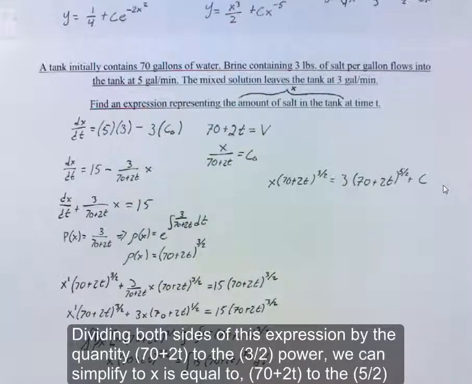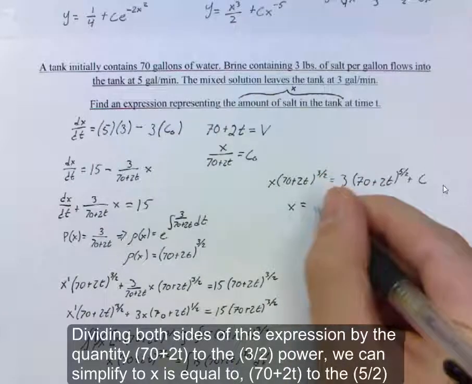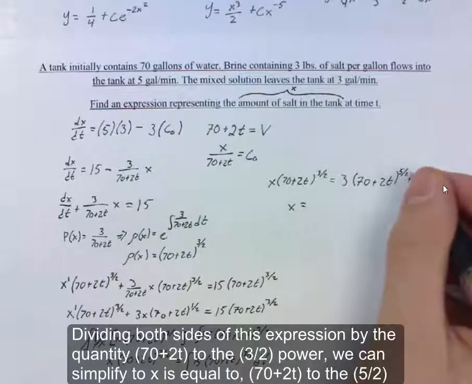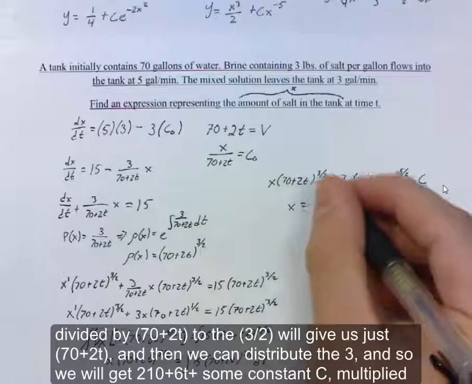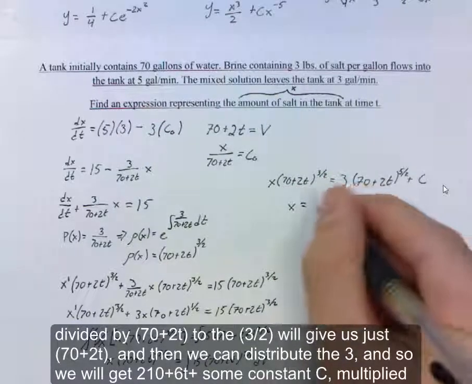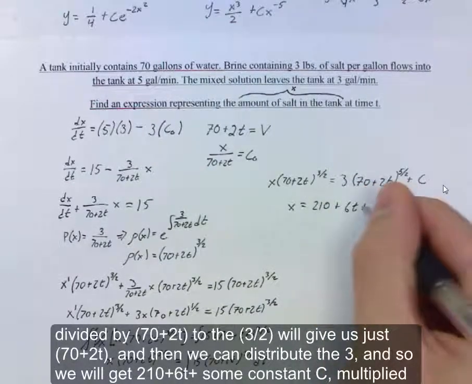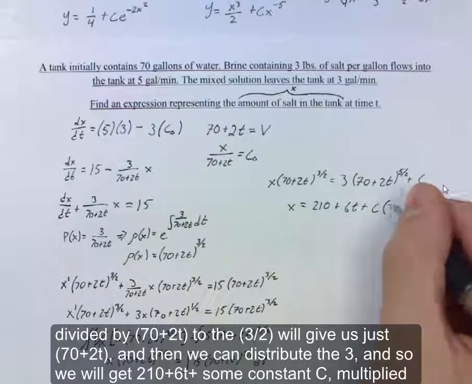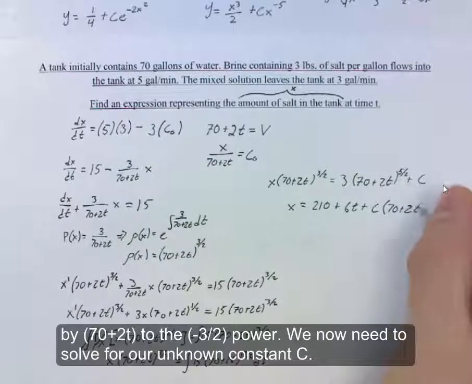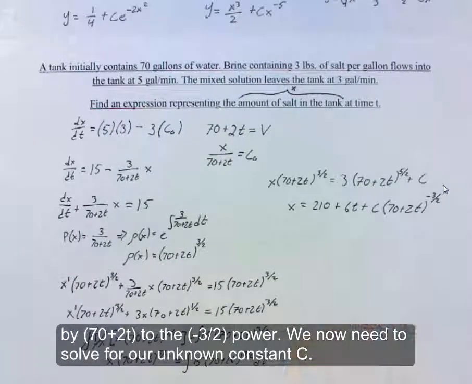Dividing both sides of this expression by the quantity 70 plus 2t to the 3/2 power, we can simplify to x is equal to 70 plus 2t to the 5/2 divided by 70 plus 2t to the 3/2 will give us just 70 plus 2t, and then we can distribute the 3, and so we will get 210 plus 6t plus some constant c multiplied by 70 plus 2t to the negative 3/2 power. We now need to solve for our unknown constant c.